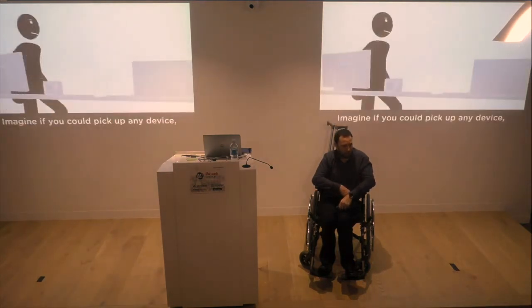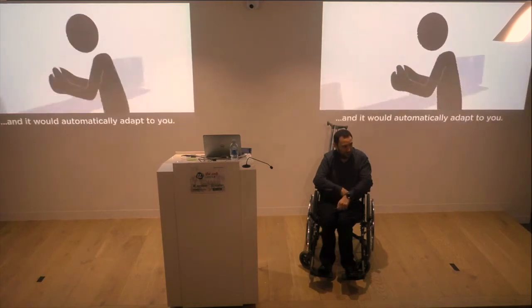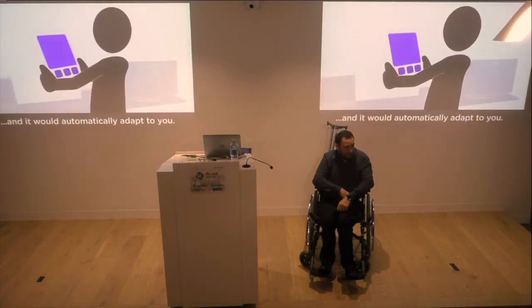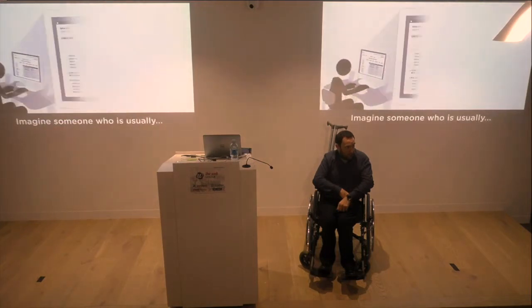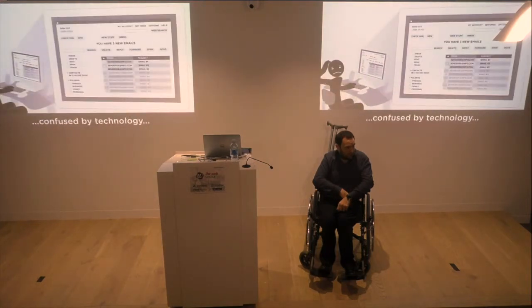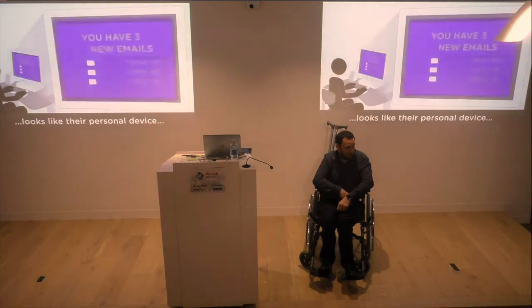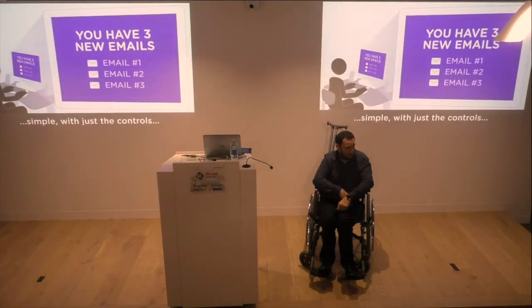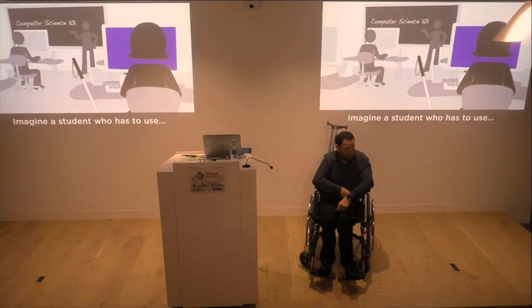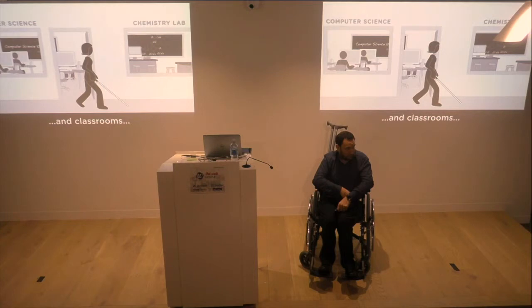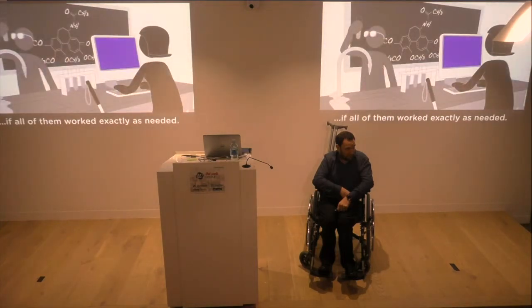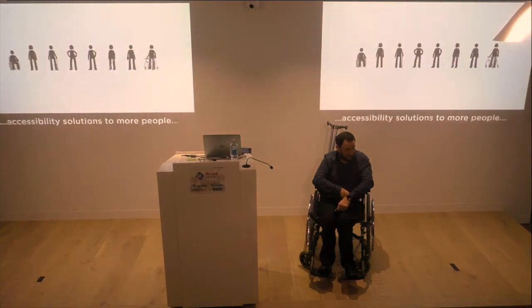And it's one of those things that's almost possible. Imagine if you could pick up any device anywhere and it would automatically adapt to you. Imagine someone who is usually confused by technology. Now every computer looks like their personal device, simple, with just the controls and features they need. Imagine a student who has to use computers in different labs and classrooms, and all of them worked exactly as needed. Each computer becomes accessible as she needs it. There's a way to offer accessibility solutions to more people in more situations.